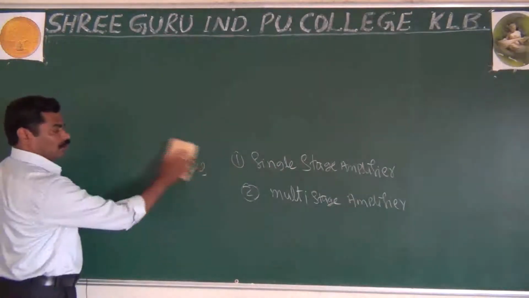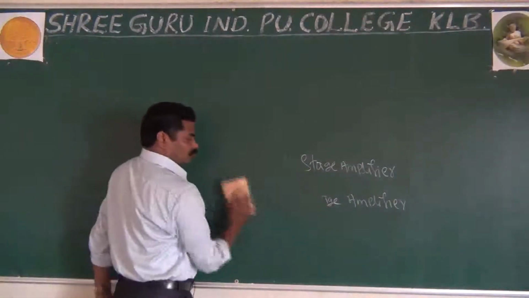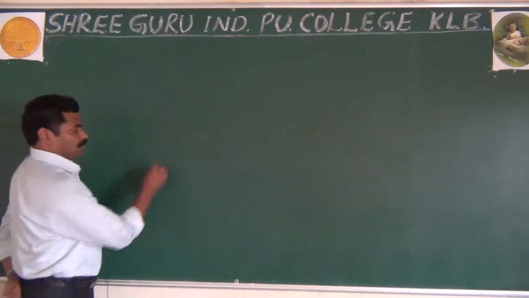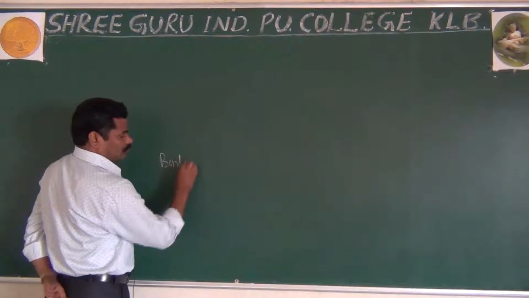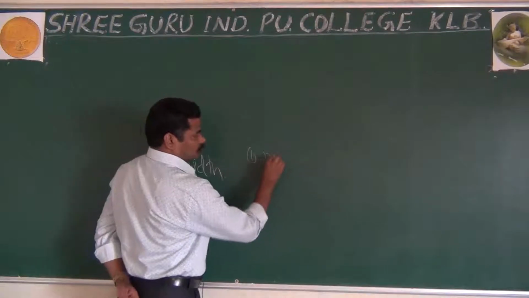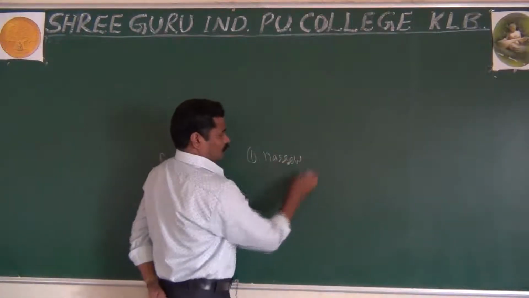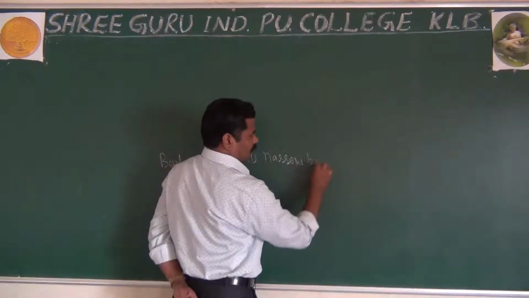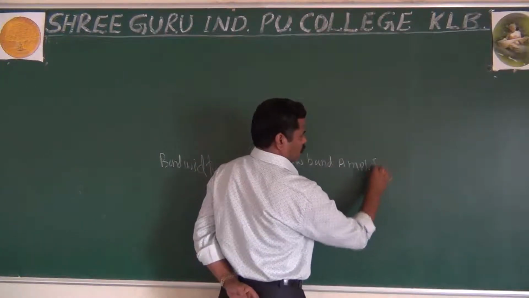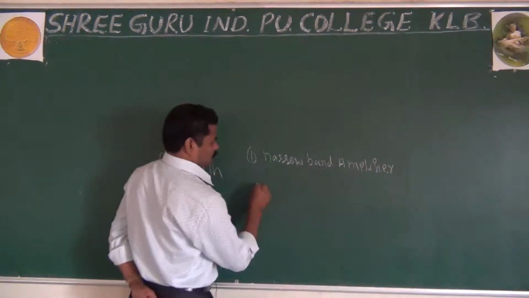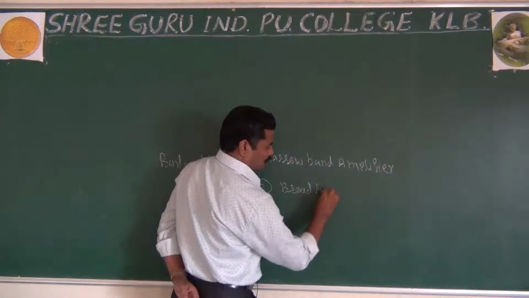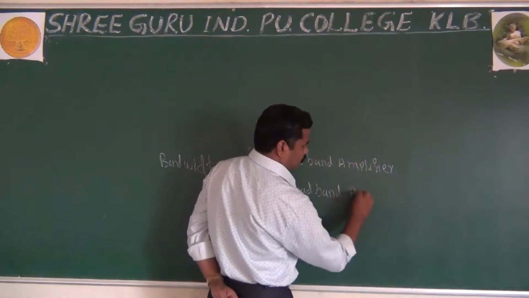And finally we go for classification according to the bandwidth. According to the bandwidth, you can classify two types of amplifiers. One is called narrow band amplifier, and the second one is broadband amplifier.